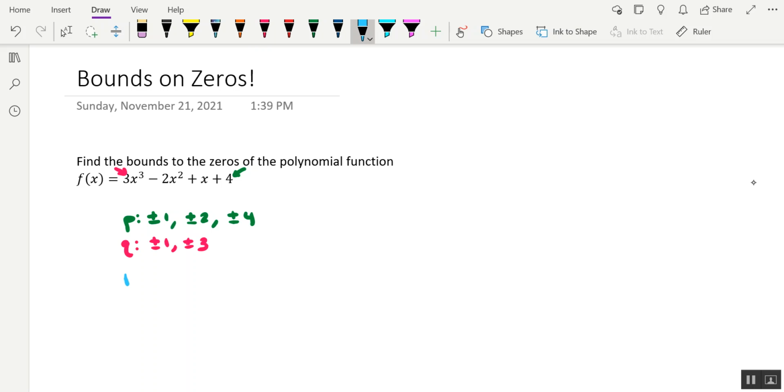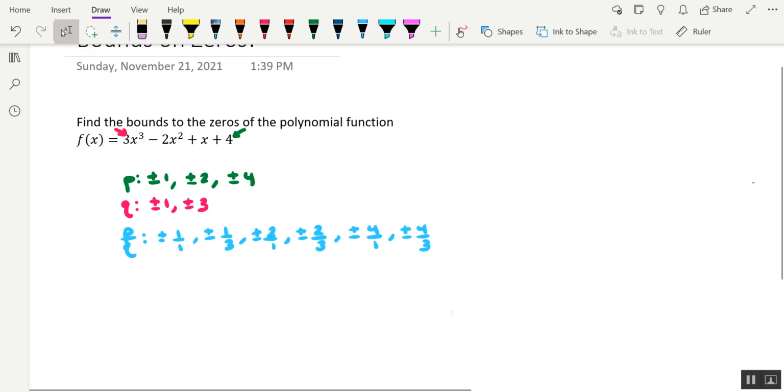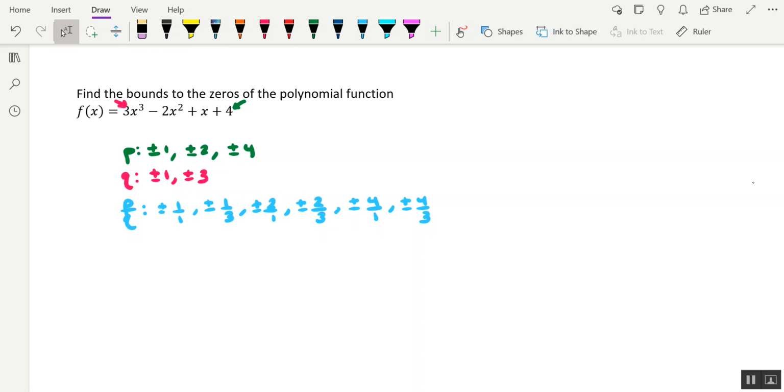So the potential rational zeros, p over q, are formed by using the divisors p as numerators and divisors q as denominators. So plus or minus 1 over 1, plus or minus 1 over 3, plus or minus 2 over 1, plus or minus 2 over 3, plus or minus 4 over 1, and plus or minus 4 over 3.